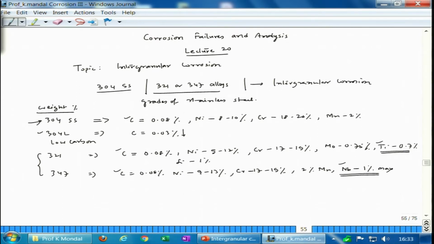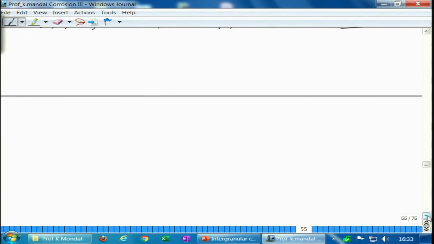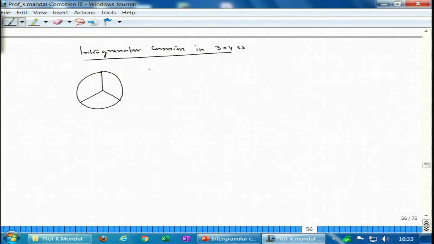But the mechanism of intergranular corrosion, what we experience in this case, is entirely different than the mechanism we experience in this particular alloy system. Now, let us look at the intergranular corrosion picture. We have shown one typical picture. If you see a grain of this particular alloy, which is typical austenitic stainless steel, here everything is austenite, which is FCC, fine.